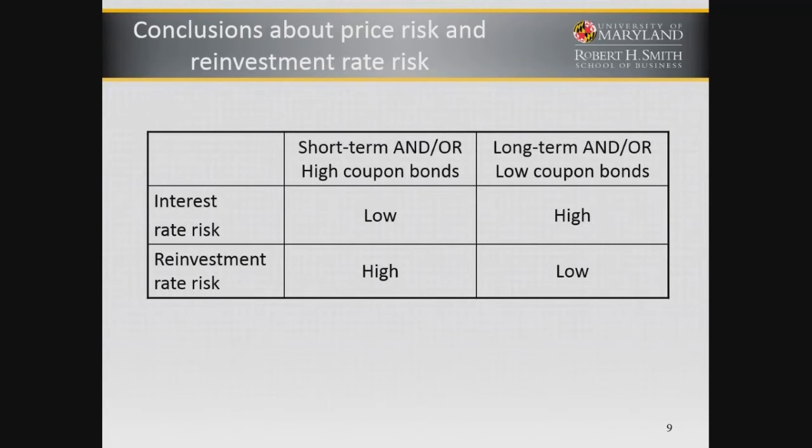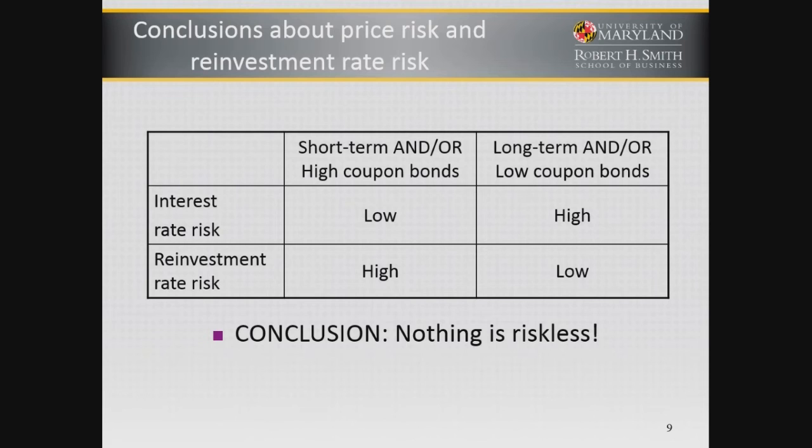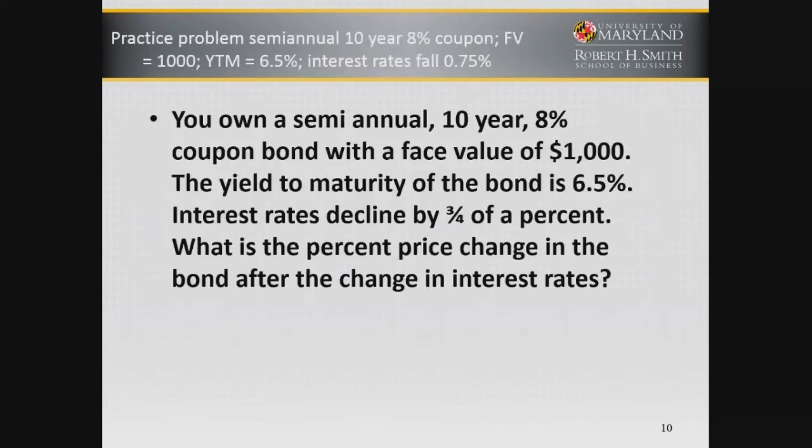So we see that short-term high coupon bonds have low interest rate price risk, but high reinvestment risk, and vice versa for long-term low coupon bonds. Nothing is riskless. Let's look at another example, a practice problem.